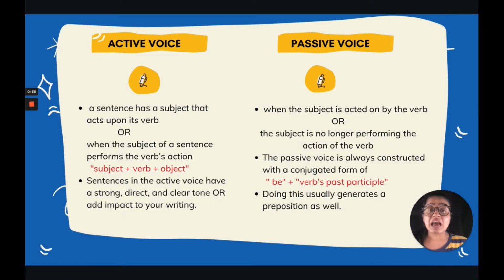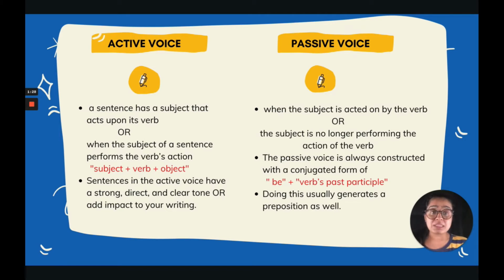To begin with, let's have a basic understanding of both active voice as well as passive voice. In the active voice, a sentence has a subject that acts upon its verb. Or you can say, when the subject of a sentence performs the verb's action. In simpler words, the sentence structure in the case of active voice is the subject followed by the verb, then the object. Also, sentences in the active voice have a strong, direct, and clear tone. Or you can say, it basically adds impact to your writing.